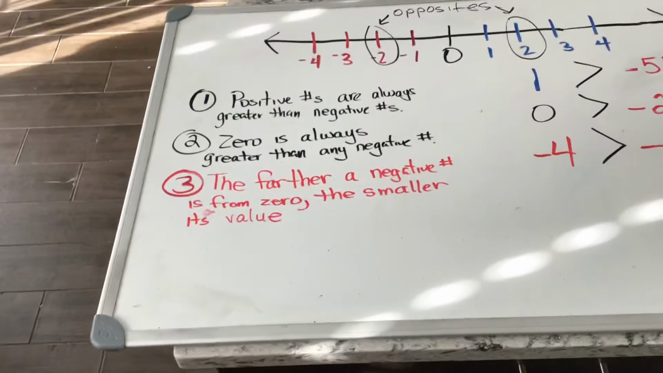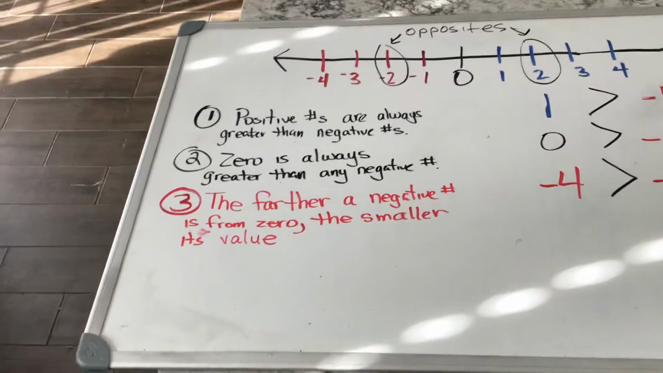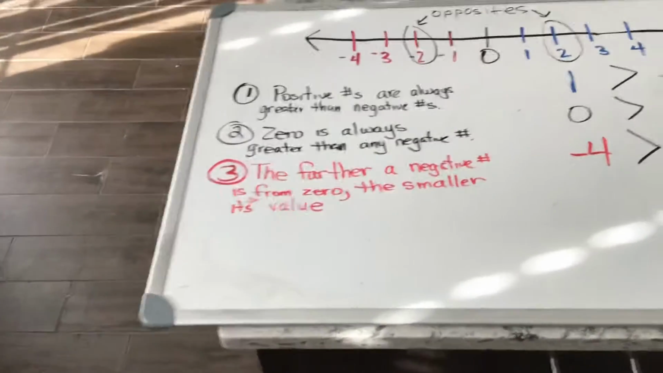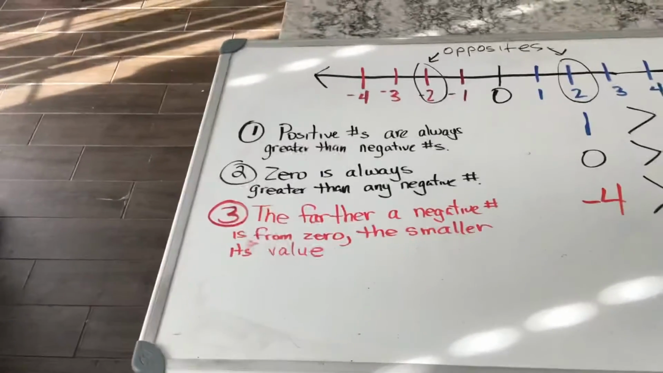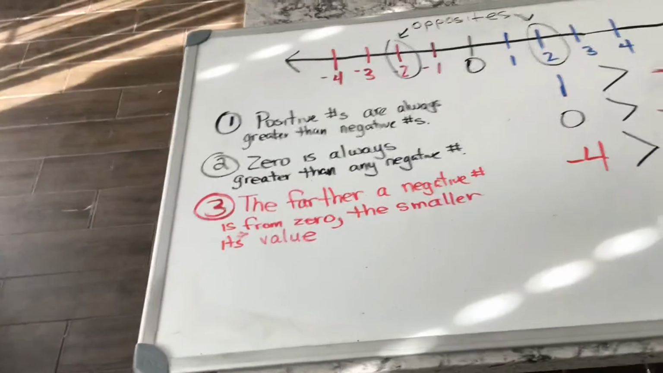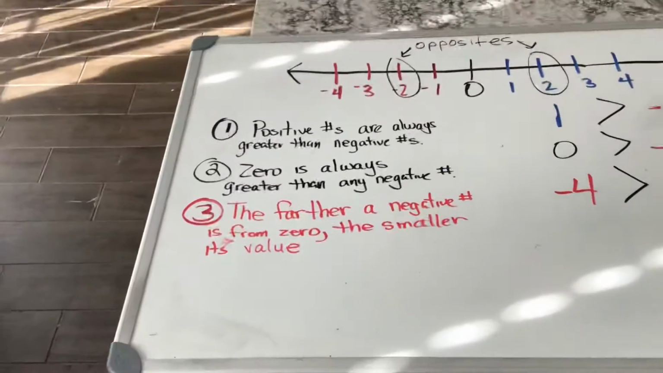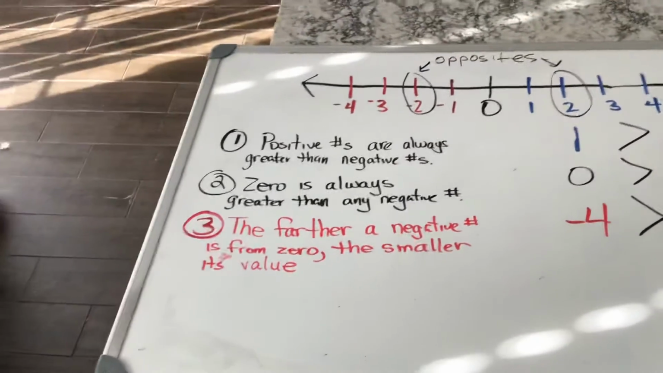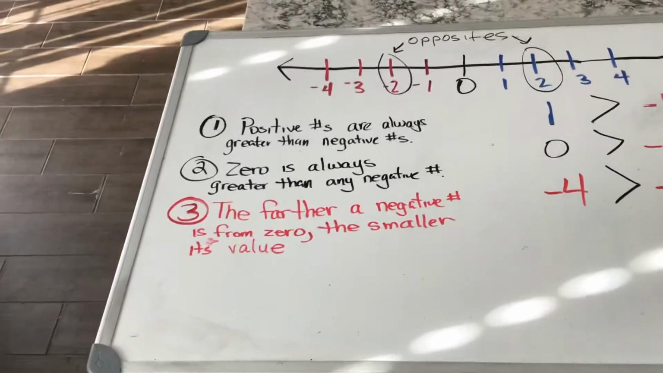Positive numbers are always greater than negative numbers. That means any positive number will be greater than any negative number. Doesn't matter how small the positive number is. If it is a positive number, it is greater than any negative number.